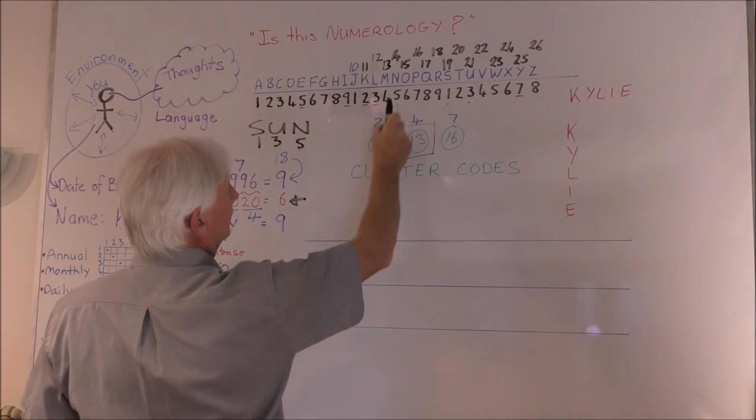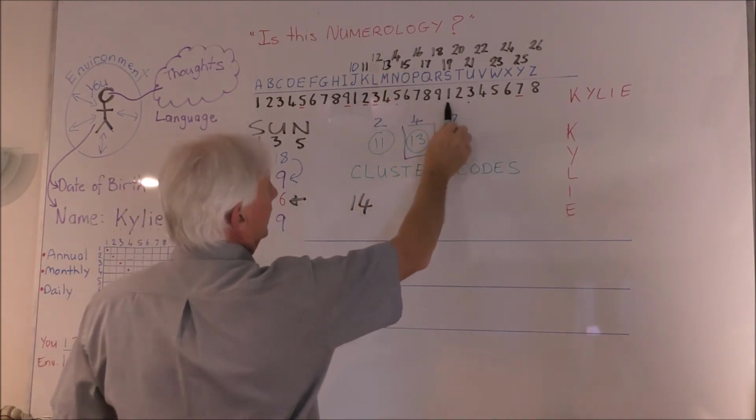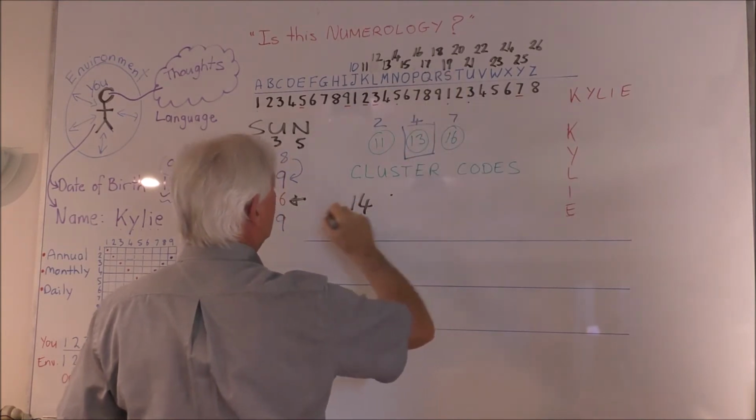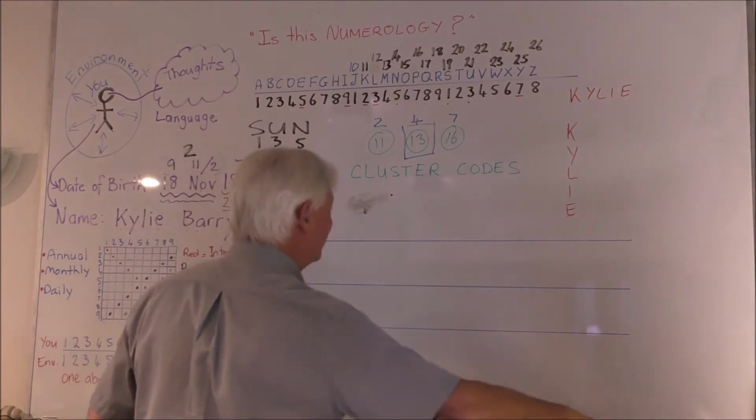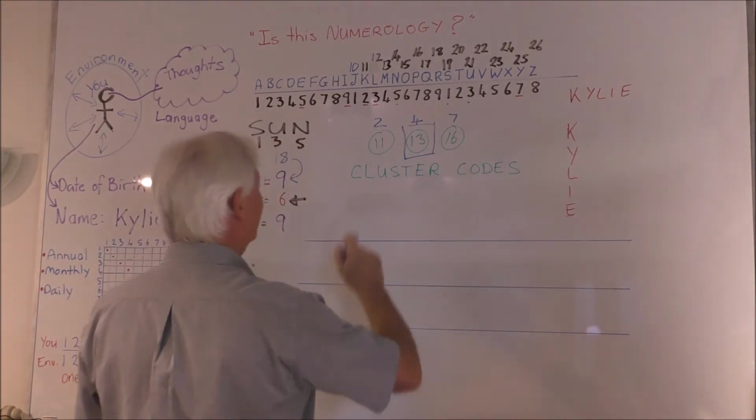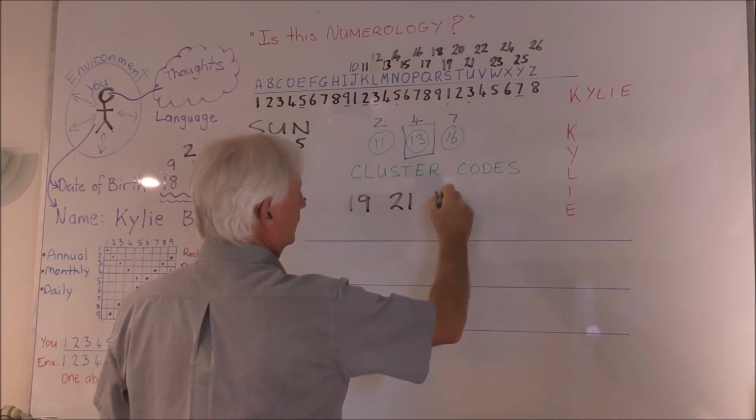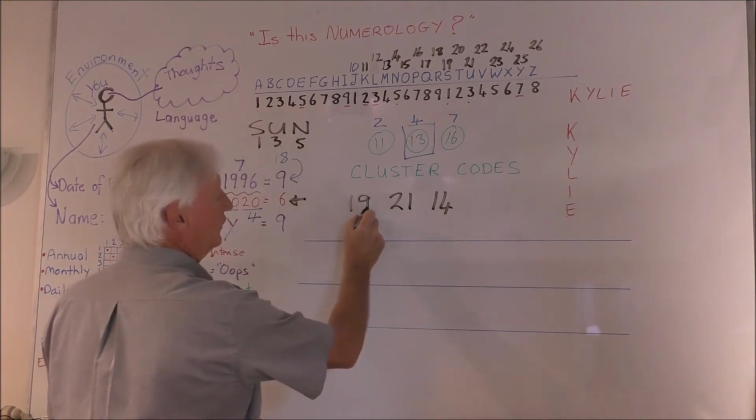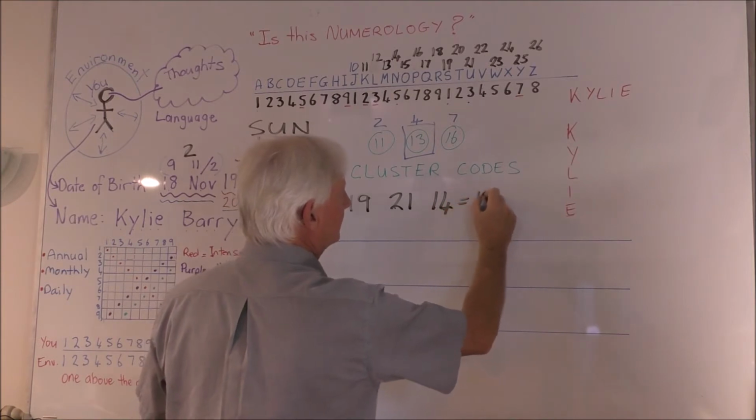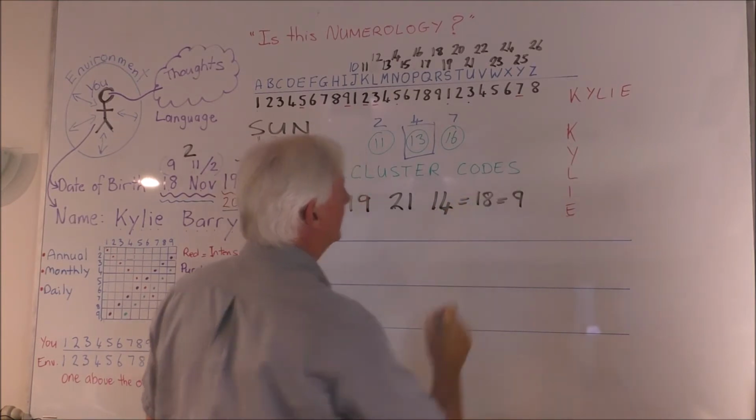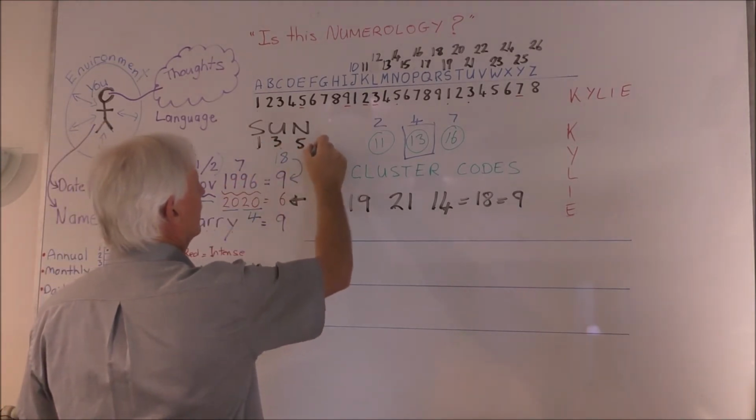Or we could say that N is the 14th letter of the alphabet. We could say that S is the 19th letter. I'll actually go the way it should be spelt. S is the 19th letter, U is the 21st letter, and N is the 14th letter. 1 and 9 is 10, 12, 13, 14, and 4 is 18. 1 and 8 equals 9. So the word sun, therefore, equals 9. 5 and 3 is 8, 1 is 9.